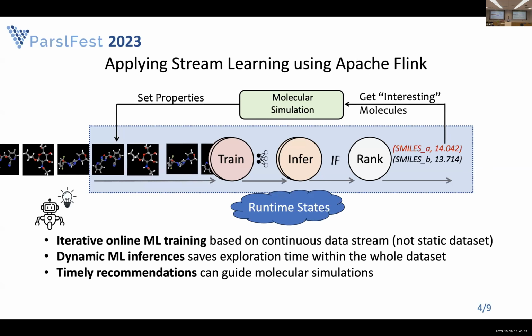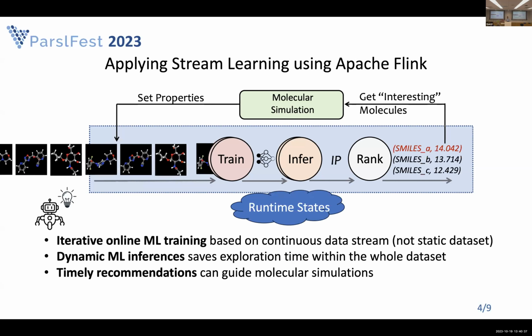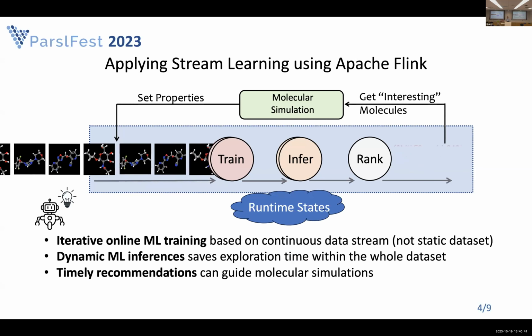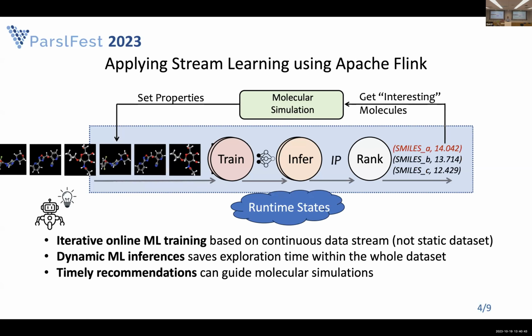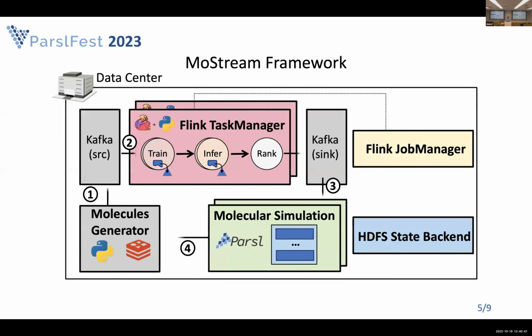Both academia and industry have made notable efforts in designing practical frameworks for stream learning. One of the important obstacles they agree on is how we can handle the runtime states. Here, our choice is to use Apache Flink. So here is our design of MoStream.